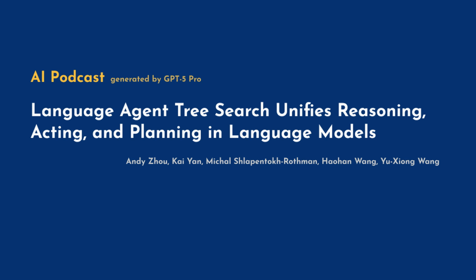Today we're unpacking a paper called Language Agent Tree Search, or LATS, which aims to unify reasoning, acting, and planning in language model agents. Hi everyone, I've been looking forward to this. David, can you start with the short version? What's the key takeaway? Sure.